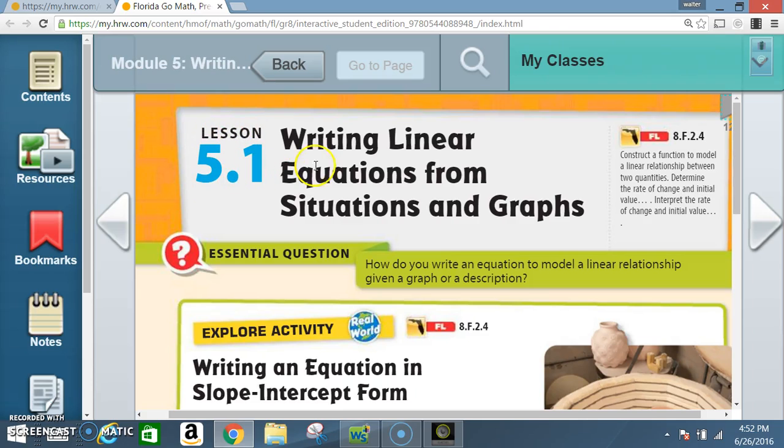Lesson 5.1, Writing Linear Equations from Situations and Graphs.